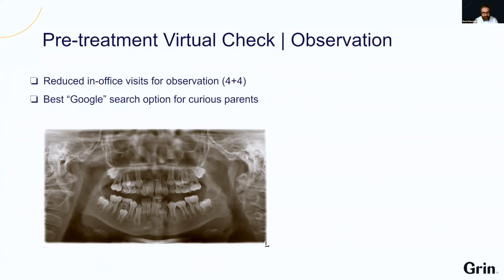The other option you have for using Grin is for observation. You want to reduce visits to the office, but you also want to keep the connection with your patient. So I have this idea of 4+4, which is basically 4 months of a Grin scan, then 4 months coming to the clinic. I don't want to lose that connection with the family, so I don't want them to go too far out, but I can do a quick check in 4 months. So it's 8 months of observation, but we split it into two time points: one is a virtual check, and one is the actual in-person check.